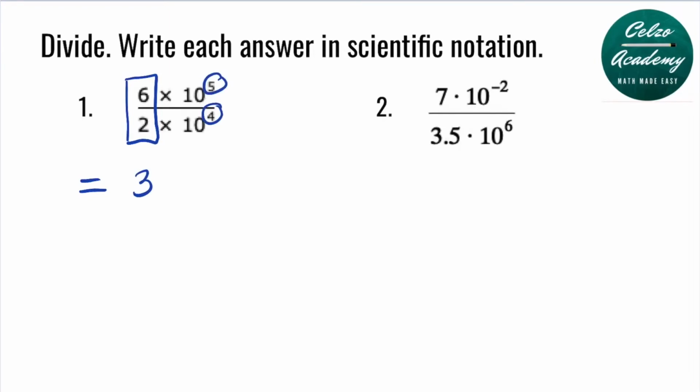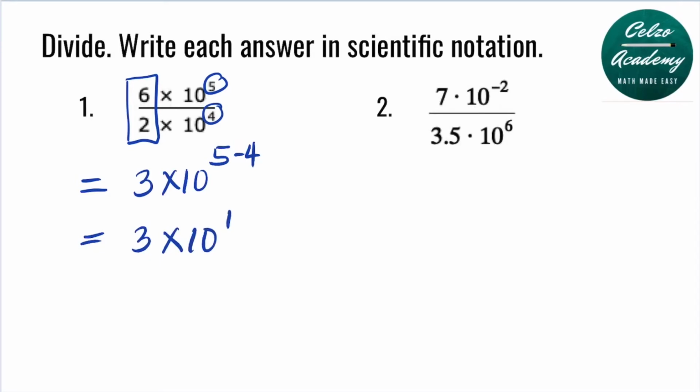Recall that in multiplying scientific notation, we add the powers. On the other hand, when we're dividing scientific notation, we are subtracting the powers. So that is times 10 to the power of 5 minus 4. And the final answer is 3 times 10 to the first power.